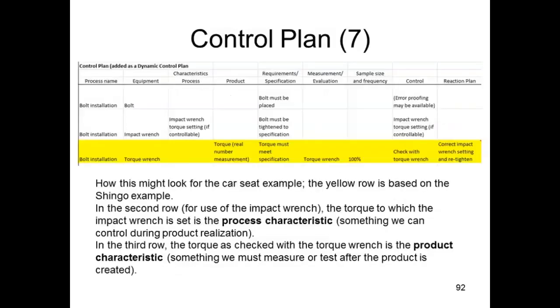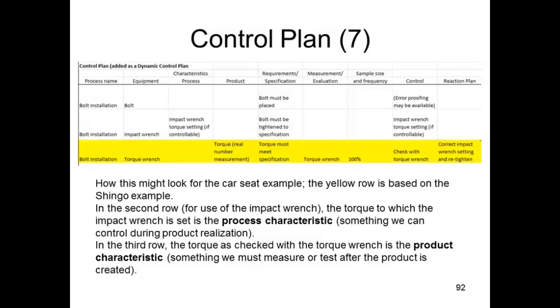The control plan looks like this. Again, I'm highlighting for the Shigeo Shingo example. Bolt installation, the equipment is the torque wrench. The product or deliverable is the torque as a real number measurement. Requirement, it has to be in specification. Measurement evaluation is with the torque wrench, 100% sampling, everyone is checked. The control is that it's checked with the torque wrench.